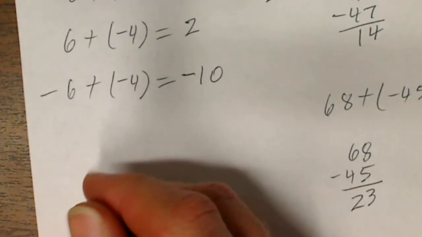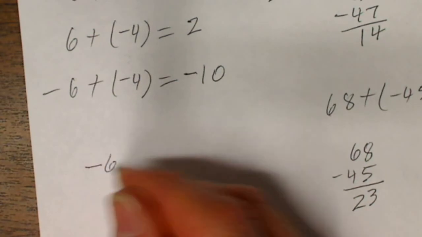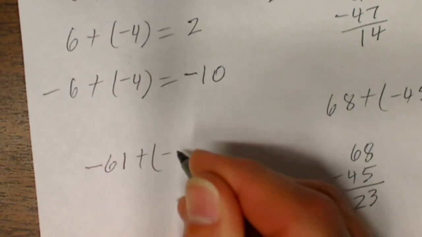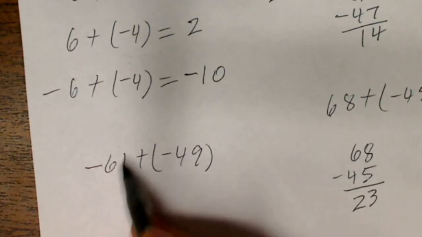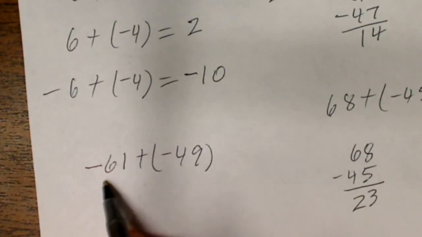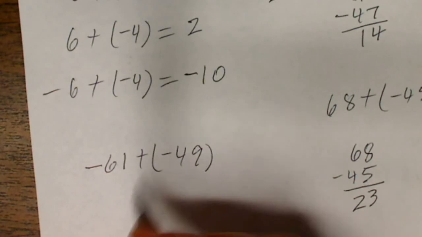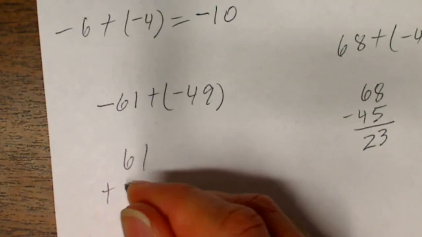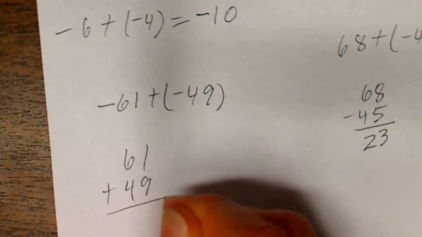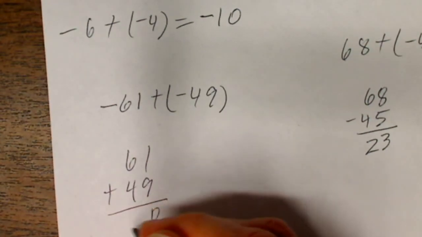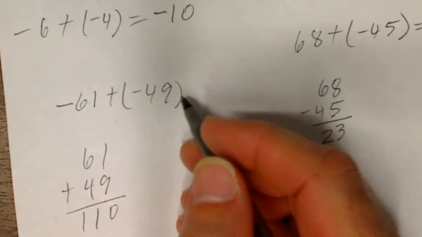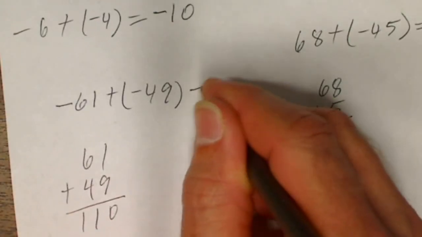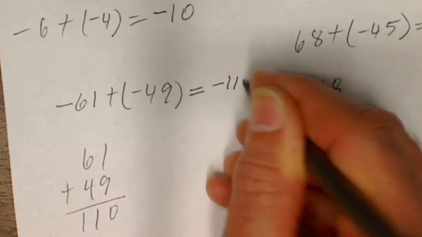The problem might be messier. You might have -61 plus -49. The same thing applies. You've got to add those two numbers together because they're both expenditures. You spent $61 in one place, you spent $49 more somewhere else. How much money altogether did you spend? You have spent $110. So up here, -61 plus -49 is -110.